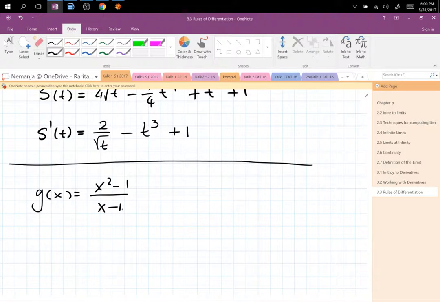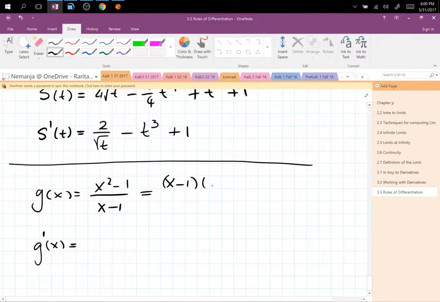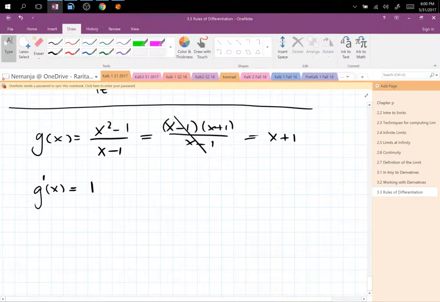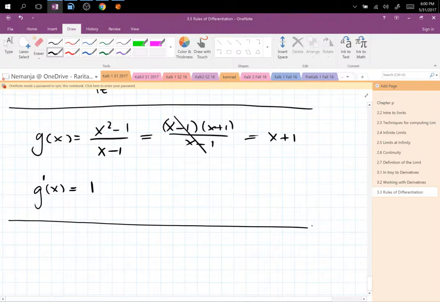So how do we solve this? What do we do first? What do we have to do first? Simplify. So it's x minus 1, x plus 1. These guys cancel, and the derivative of x plus 1. So the whole thing is just x plus 1. Derivative is 1. That's the only way to solve this problem, unless you know the quotient rule. The quotient rule is the one that will deal with the division.